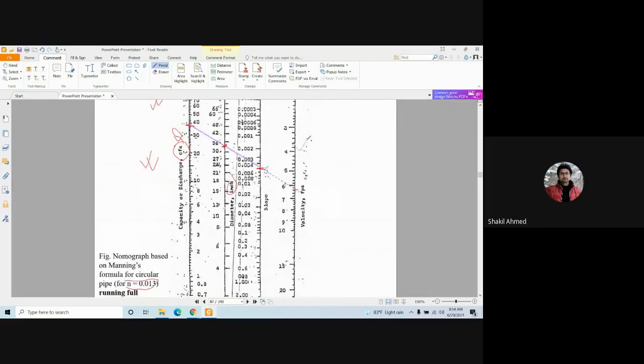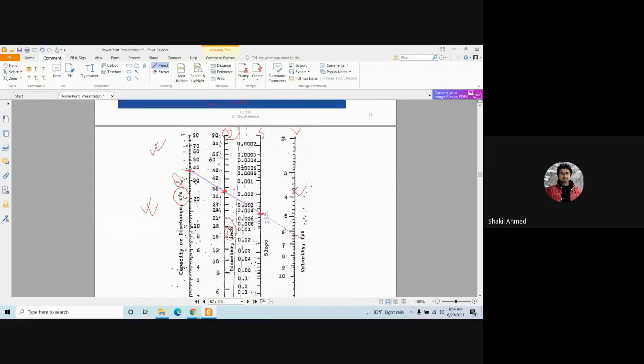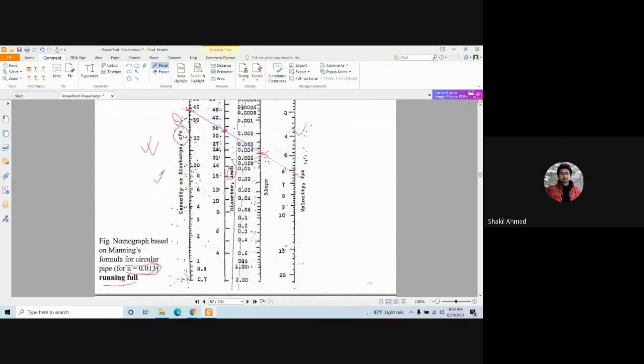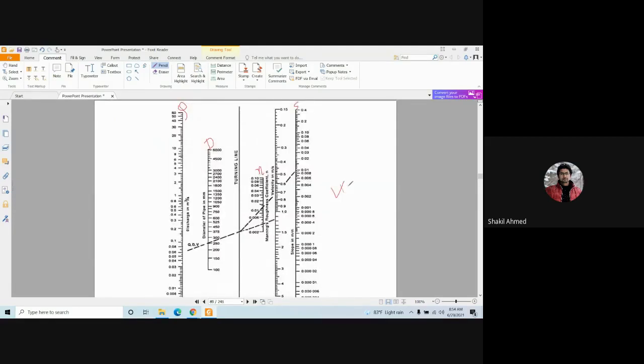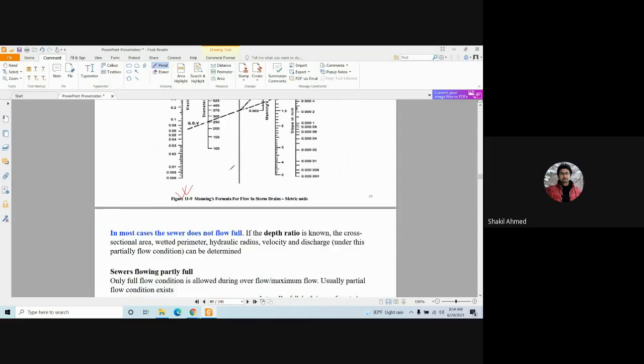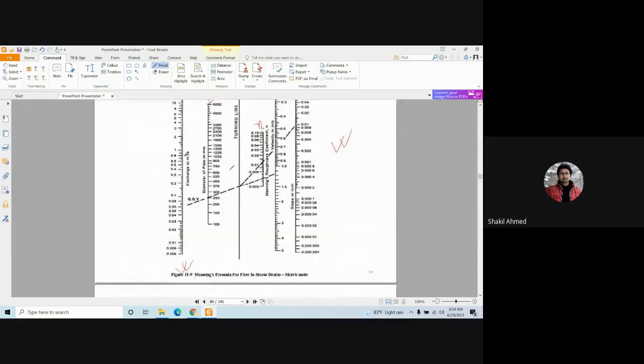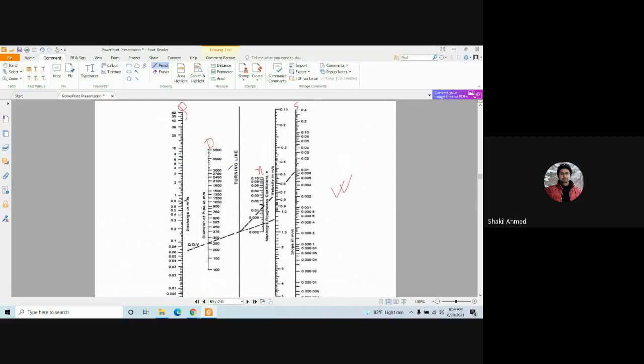Remember, this graph is for n equals 0.013. You cannot use this graph for a value equal to 0.015. Okay, you have to use this other graph. Did you see here the value changes? How to use this graph, guys? Let's see. For example, we have a problem later which we can use maybe. Anyway, no problem. For example, you know your Q, right?